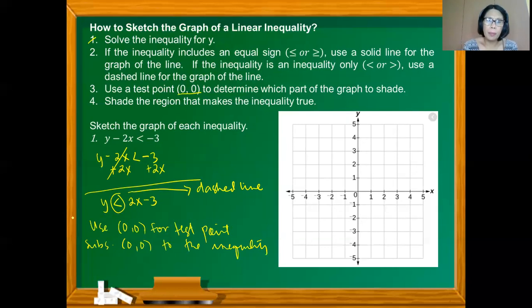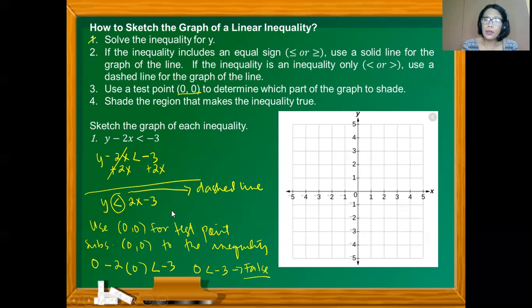So we have 0 minus 2 times 0 is less than negative 3. So this is 0 minus 0. So we have 0 is less than negative 3. It's a false statement. We know that 0 is always greater than any negative integer. Now, (0, 0) should not be part of the shaded region.